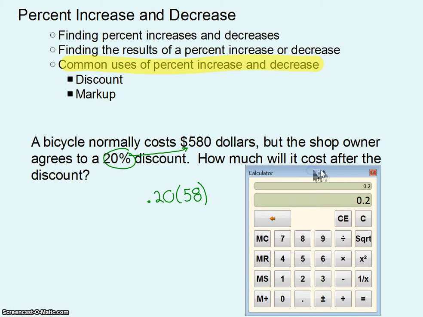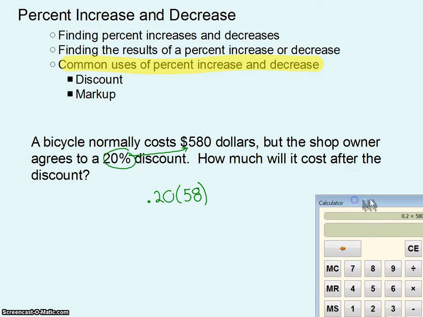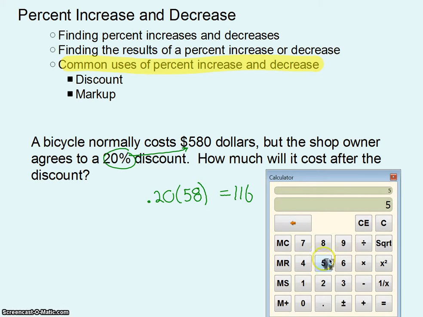0.2 times 580 is 116. So apparently the discount's going to be $116. So we'll take the cost of the bicycle, 580, subtract off $116, and we'll get 464. So the new price of the bicycle will be 464.